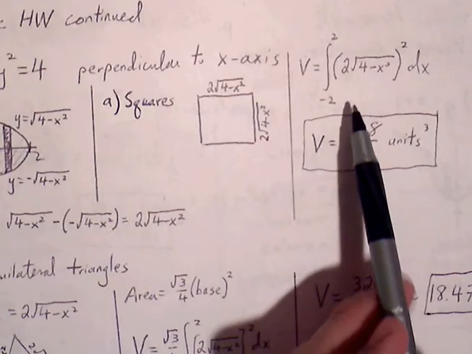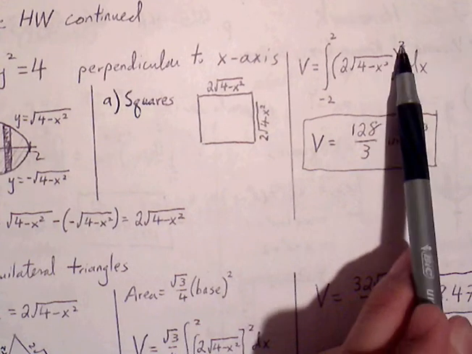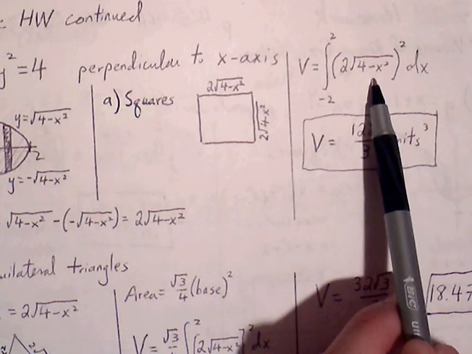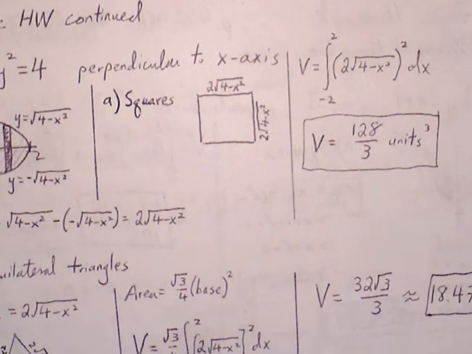So lower bound being negative 2, upper bound being 2, we take the base and we square it, and we can go through power rule to expand. We're going to get 128 over 3 cubic units.